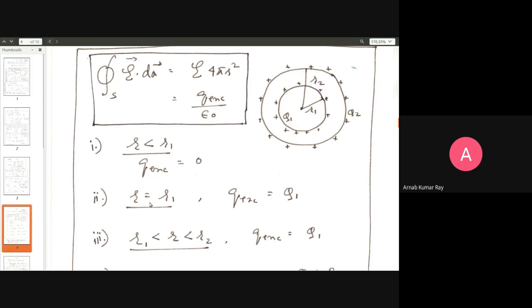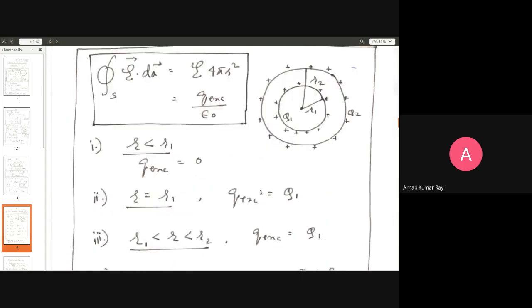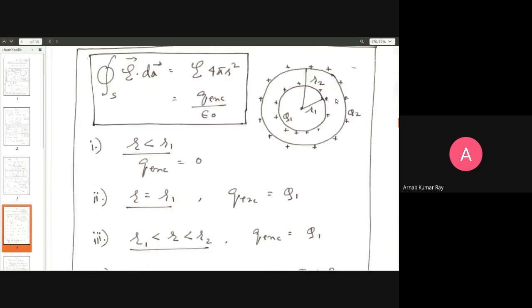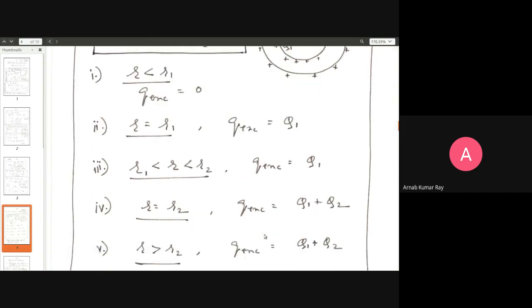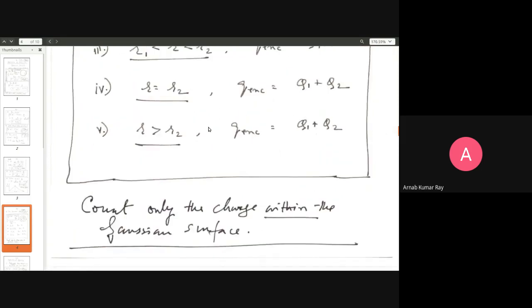Okay, R equal to R1, charge enclosed will be Q1. R equal to R1 meaning that you are on this surface. Charge enclosed is Q1. R between R1 and R2, in this space between the two shells, charge enclosed continues to be Q1. On the second shell, R equal to R2, charge enclosed is now Q1 plus Q2. Total charge, Q1 plus Q2. R greater than R2, you have gone outside the outer sphere, charge enclosed continues to be Q1 plus Q2.